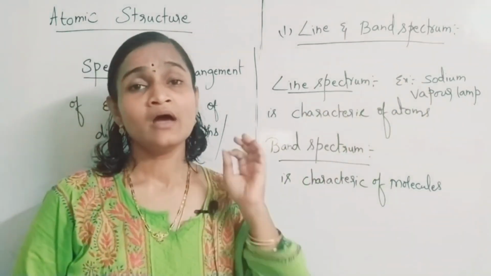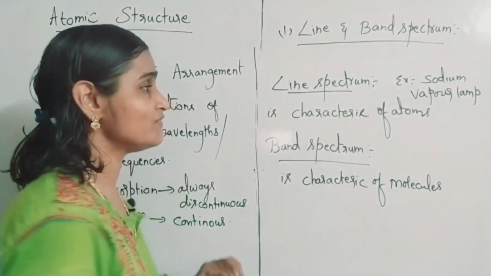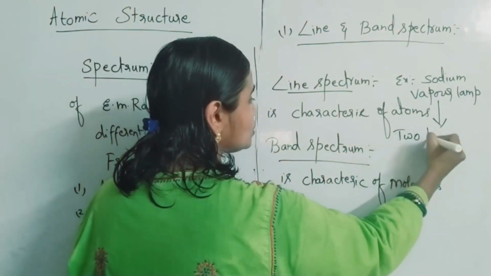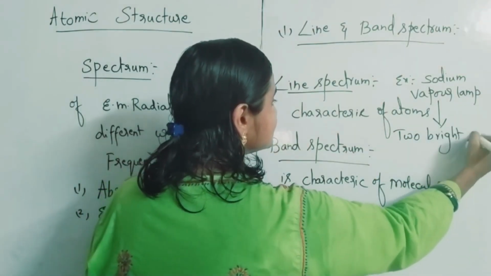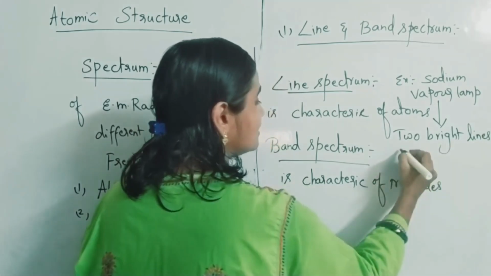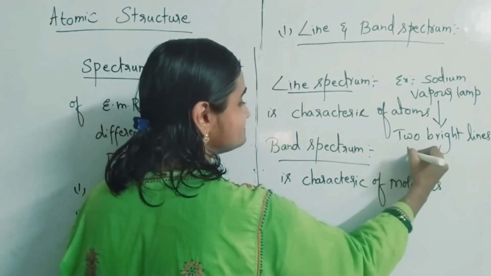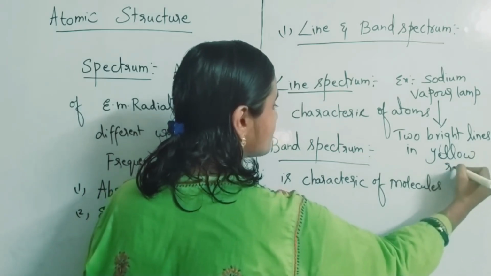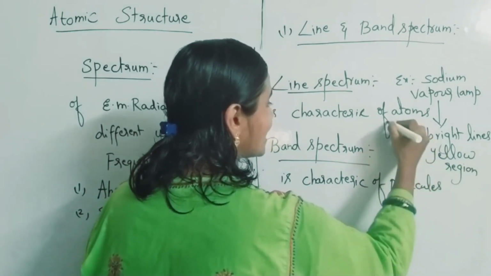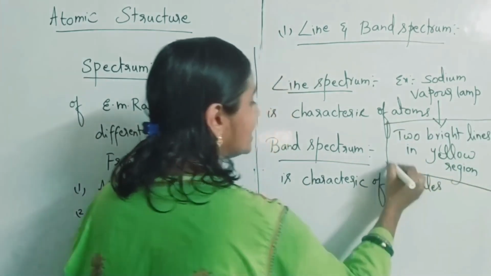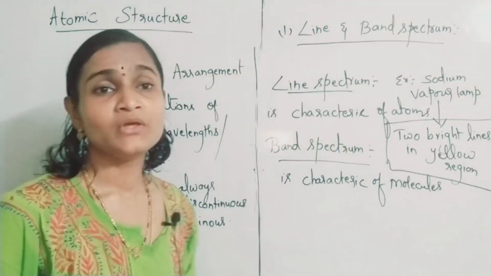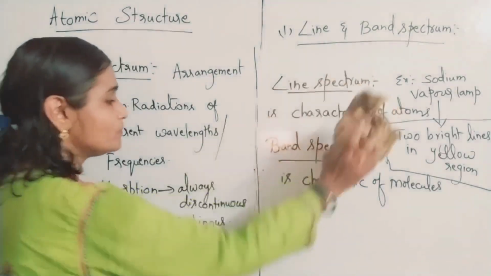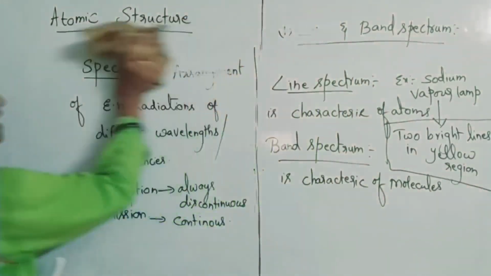In the case of sodium vapor lamp, you will find two bright lines in the yellow region, in the wavelength range of 5890. Please remember, this is a very important point. Two bright lines you will observe in the yellow region of VIBGYOR. Where you will find those two bright lines, I will write on this side.